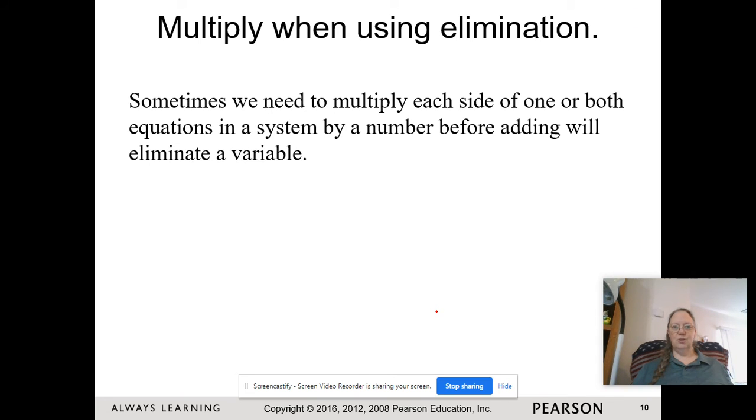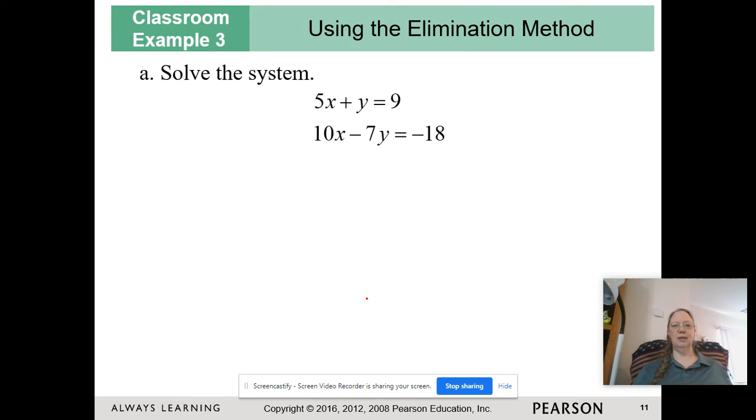All right, so sometimes we need to multiply one or both equations by a number before we can add so that one of the variables is eliminated. Like this problem, for example. Notice this is a positive 5, this is a positive 10. When I add them together, we get 15. They do not eliminate. This is a 1, this is a negative 7. When we add them together, they do not eliminate.